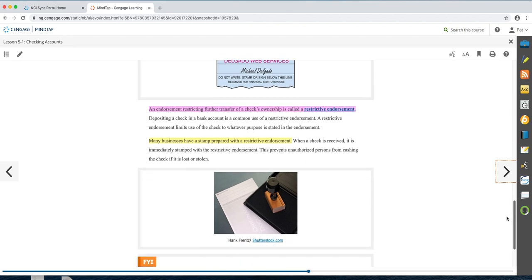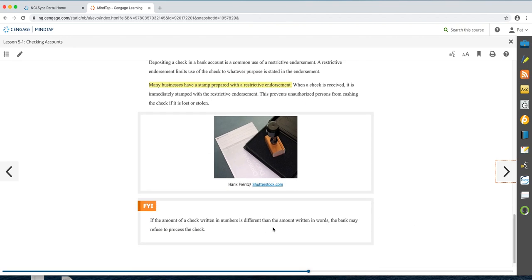That's more business-like. If the amount of the check written in numbers is different than the amount in the words, the bank may refuse to process the check.